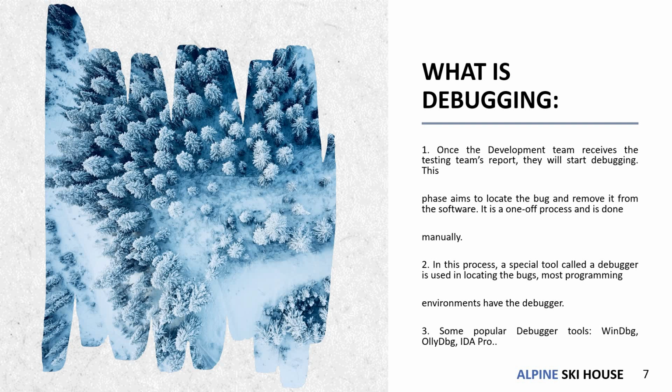What is debugging? Debugging also comes under, when we work as automation testers, we also do debugging. So let's understand what exactly debugging means. Once the development team receives the testing report, they will start debugging. This phase aims to locate the bug and remove it from the software. It is a one-off process, done manually. Debugging is also done wherein you run the code line by line and check whether these lines of code are working fine or not.